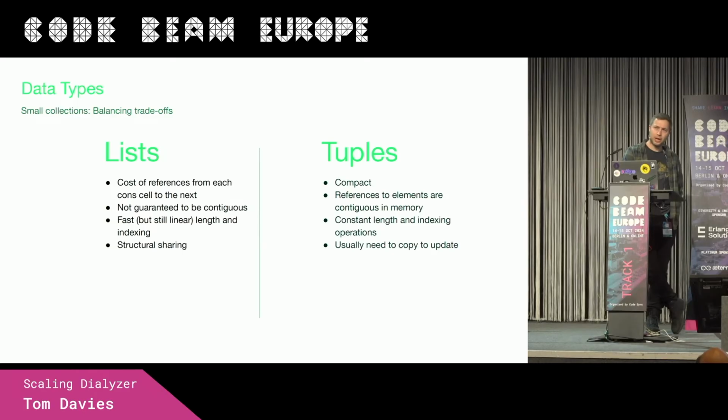And then structural sharing. If you have a linked list, it's immutable in Erlang, which means you can change the first element, say, of the list, and then reuse the rest in an operation. So that's a positive feature that we have.